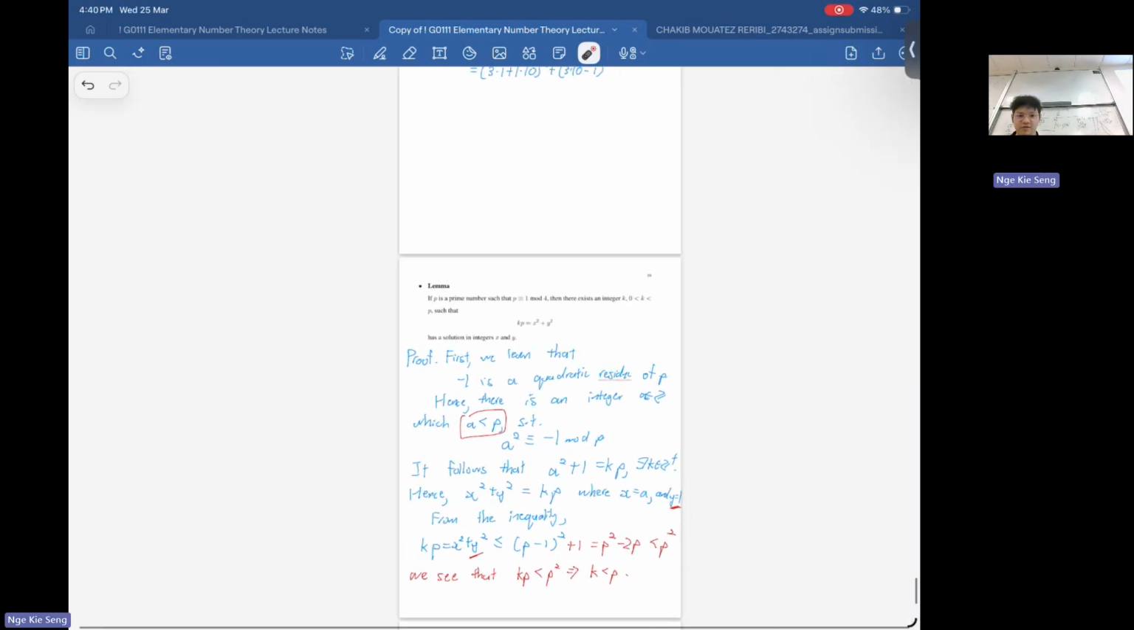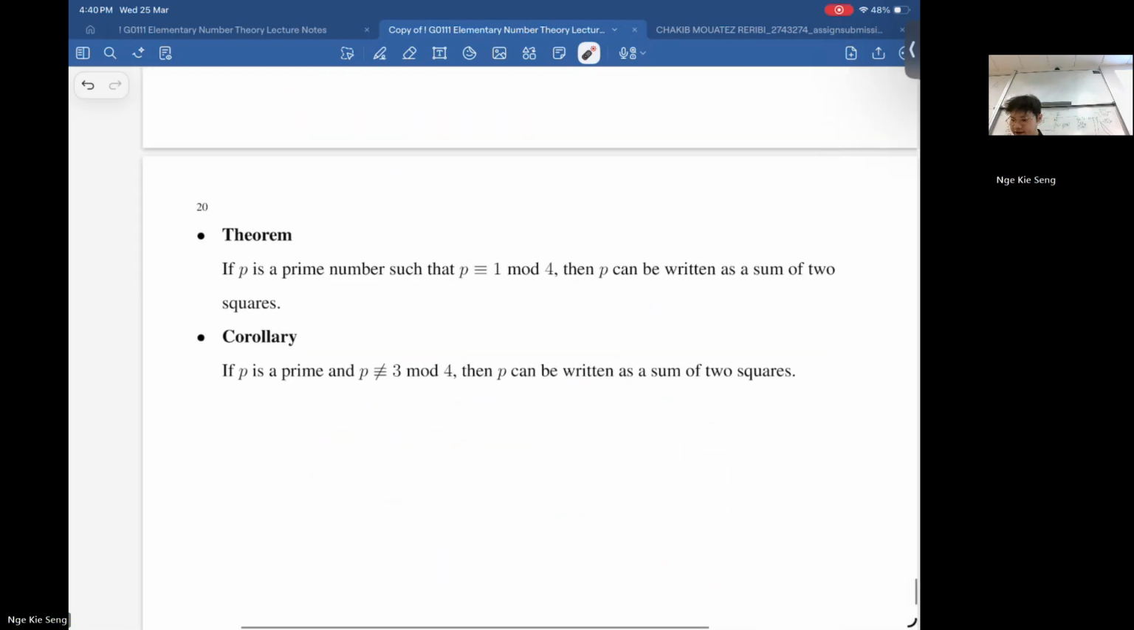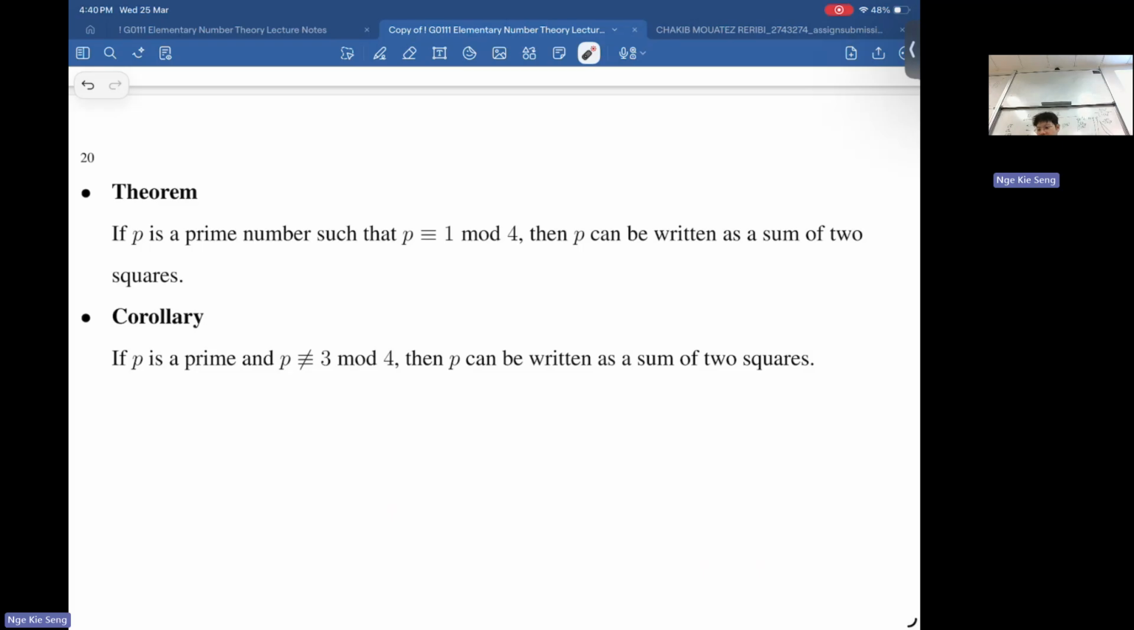So from here, we could prove that if p is a prime such that p is congruent to 1 mod 4, then p can be written as a sum of 2 squares. But this theorem I'm not going to prove for you. I just include it as an inside note. Should we prove it to you? Maybe not. So this gives a very good sufficient condition for when you can write a prime number as a sum of 2 squares.